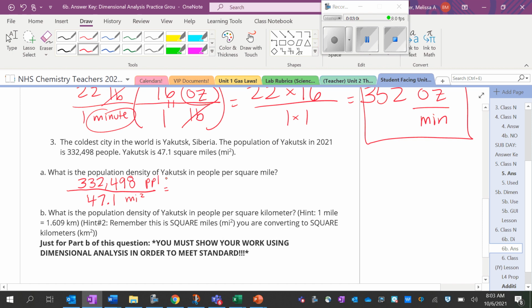332,498 divided by 47.1. That is 7,059 people per square mile. Just checking, okay.